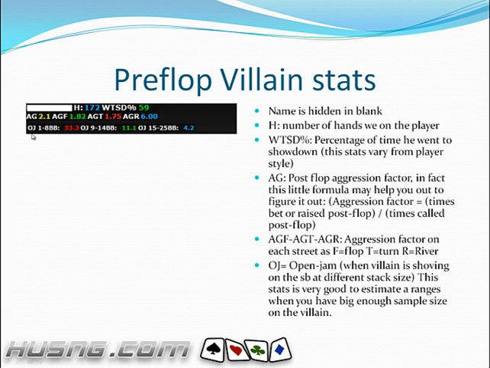OJ stands for open jam. As we can see, there are 3 open jam stats there. This is for the stack size. So at 1 to 8 BB, the villain is going to jam 33% of the time on us. You really need a big enough sample size to use those stats, because if you make assumptions based on a 10-hand sample size, you may be wrong a lot of the time.